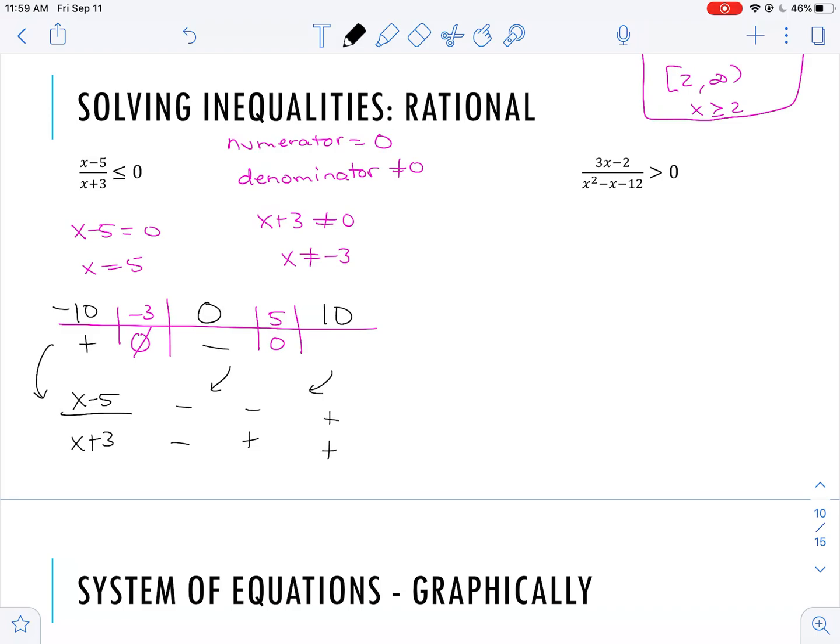And if I plugged in 10, I'd get a positive over a positive, which is positive. And here I want where it's less than or equal to 0. So I want my negative solutions, and negative solutions are in between. So it's going to be in between -3 and +5.